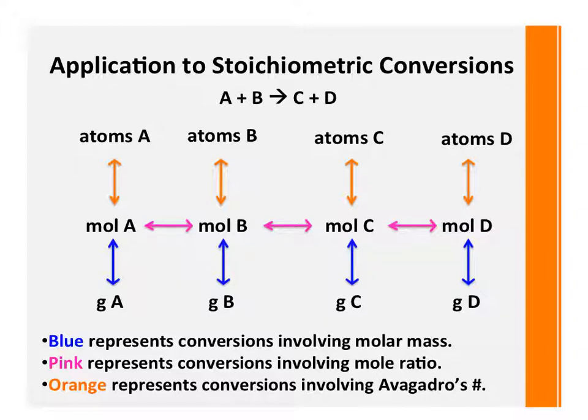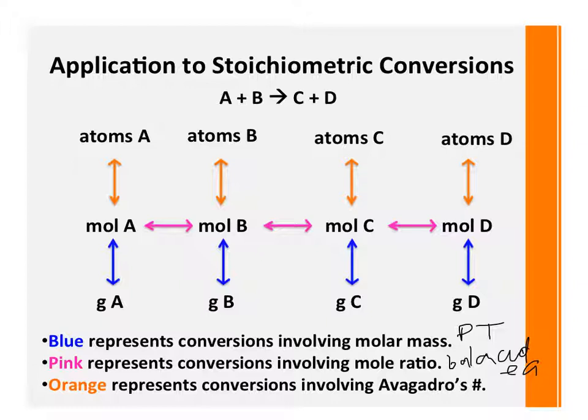Now, the arrows that are blue represent all of the conversions that you're going to do involving numbers from the periodic table, so the molar mass. So the only time you'll ever be using the periodic table for these conversions is when you're going between grams and moles of any substance. Now, the pink arrows represent the conversions involving the mole ratio, which comes into play with the balanced equation. The orange arrows represent conversions involving Avogadro's number.